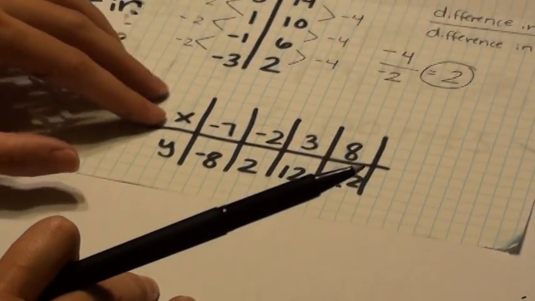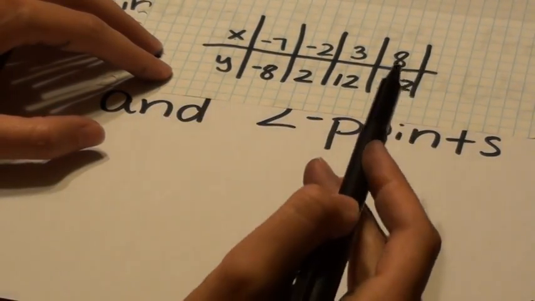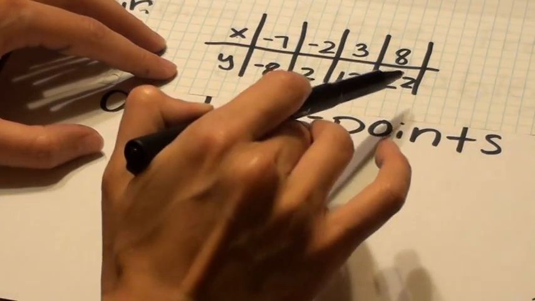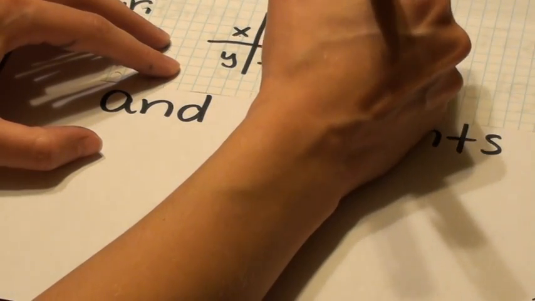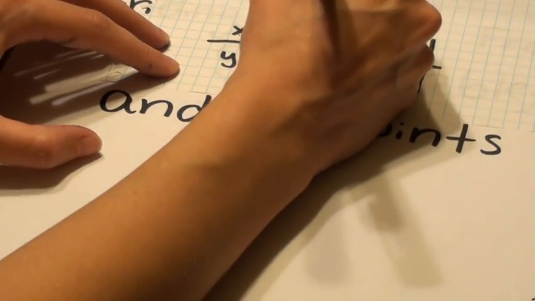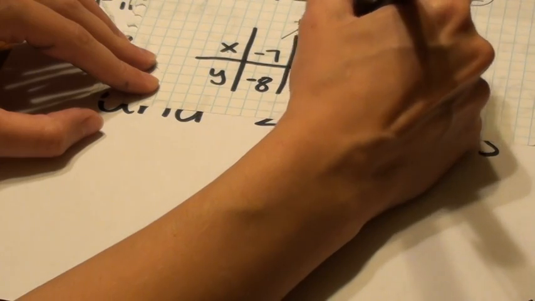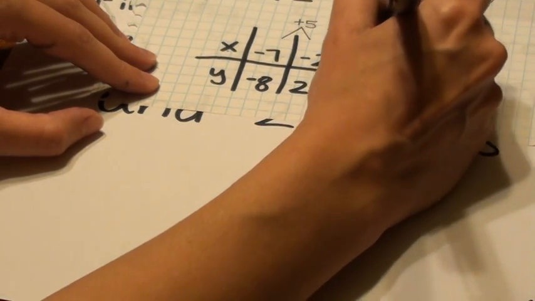Okay, here's another example of a table. Now this table is a horizontal table. And I'm going to do the same thing. Differences in x, differences in y, and then plug it into my formula. So from negative 7 to 2, that means that I have a rise of positive 5. Let me move that down a little, make sure you can see it. Negative 2 to 3, positive 5. 3 to 8, positive 5.